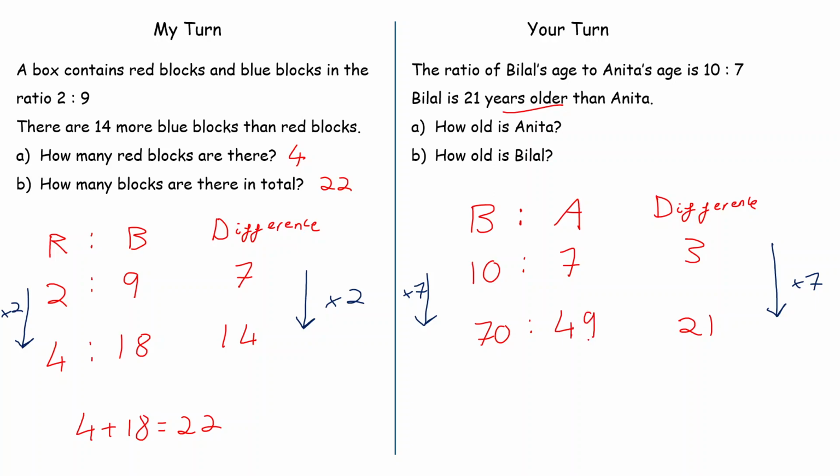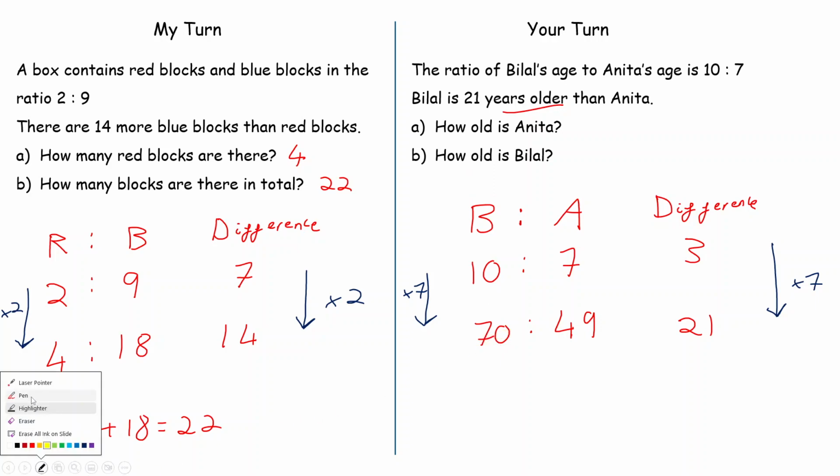Okay, so first of all, I didn't mention this before. Bilal is 21 years older than Anita. You can see the difference here between 70 and 49 is 21, so that makes sense. And similarly over here, there were 14 more blue blocks. Well, 18 take away 4 gives you that 14. So it makes sense in the question, which is good. Anyway, the question is saying, how old is Anita? You can see Anita is equal to 49, so that's your answer. And Bilal is equal to 70. So let's go and put in those answers, and then we're going to be finished.